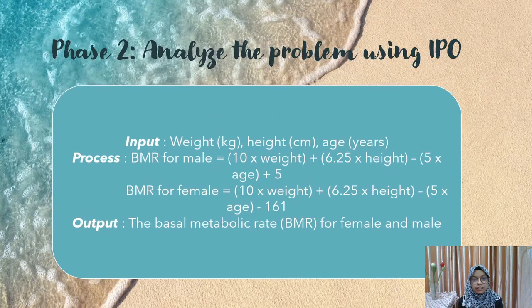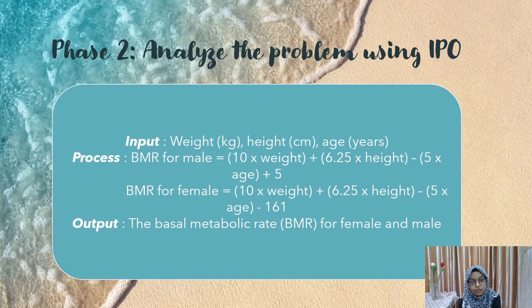Phase 2, analyze the problem using IPO. First, the input is weight, height, and age. The process is BMR for male and BMR for female. The output is the basal metabolic rate, BMR, for female and male.